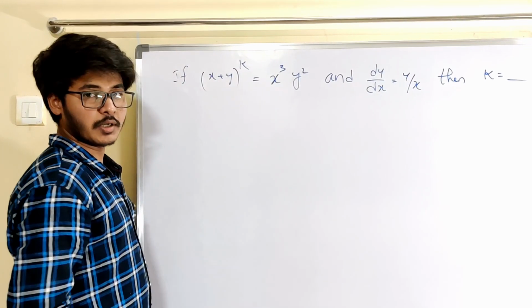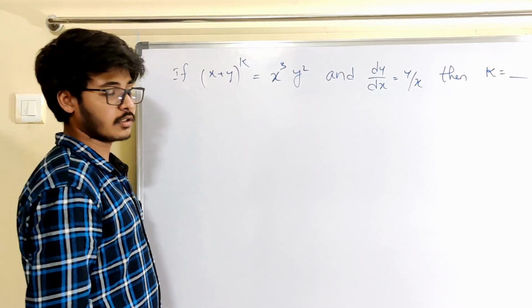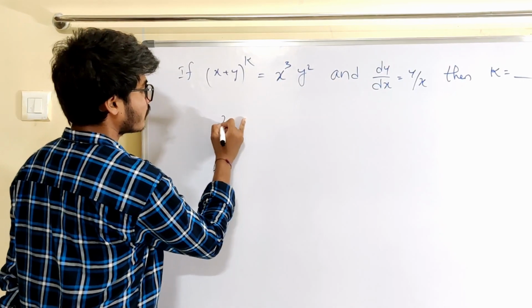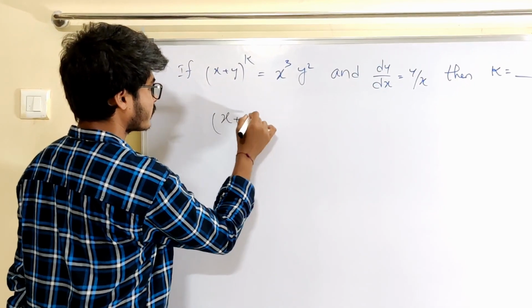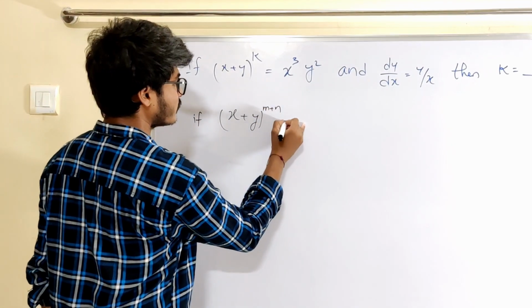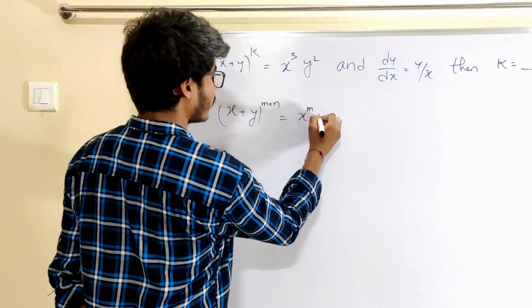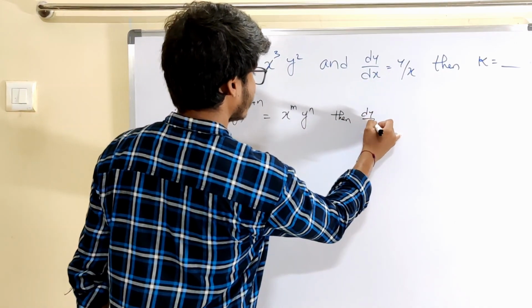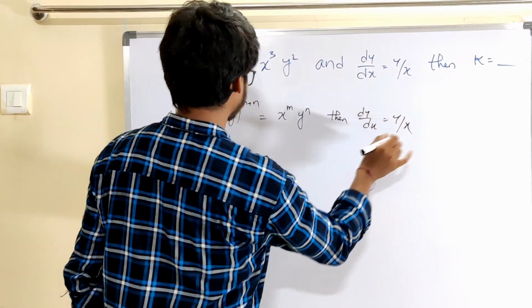You will get that in my previous video, so go and watch that video now if you haven't watched it. So if (x plus y) whole to the power of m plus n is equal to x power m into y power n, then dy by dx is equal to y by x.